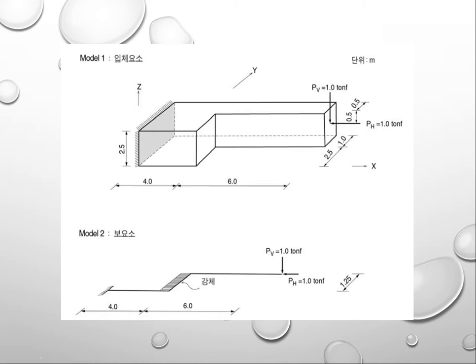This example will be demonstrated in modeling a deep cantilever beam. This beam is composed of two different cross-sections as a three-dimensional and beam element. We will compare the results between solid and beam elements for the vertical and horizontal load.